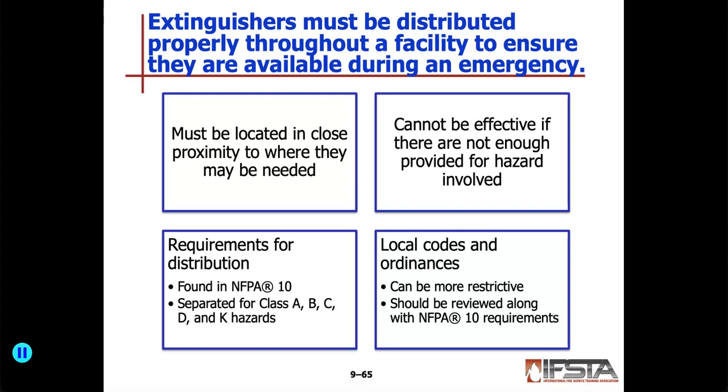We're going to look at NFPA 10, and those are going to be in our separate classes, which are our class A, B, C, D, and K. All right. So our ordinary combustibles, our flammable liquids and gases, our electrical fires, our combustible metals, and then also our cooking and fat oil fires. We're going to have local codes and ordinances. So if you work for a city, they may have more restrictive codes, but those codes will want to be reviewed along with our NFPA 10 requirements.